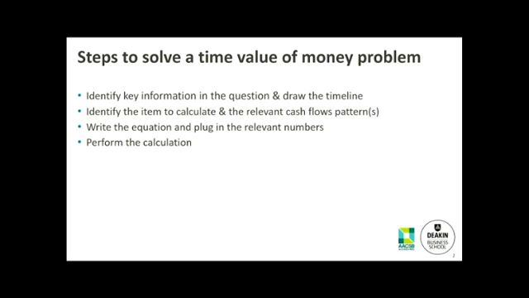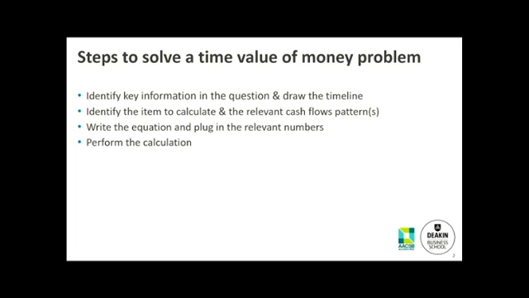Second, identify the item to calculate and the relevant cash flow patterns. What is the question asking for? And what is the pattern of the cash flow? Is it a mixed cash flow stream or is it an annuity? Third, write down the equation. So you read your lecture slides, or in the exam you find the formula. Write down the right equation. If you identify this question is about the present value of an annuity due, then find the present value of annuity due equation, write it down, and then plug the numbers into the equation. And finally, perform the calculation. Does this make sense for you?